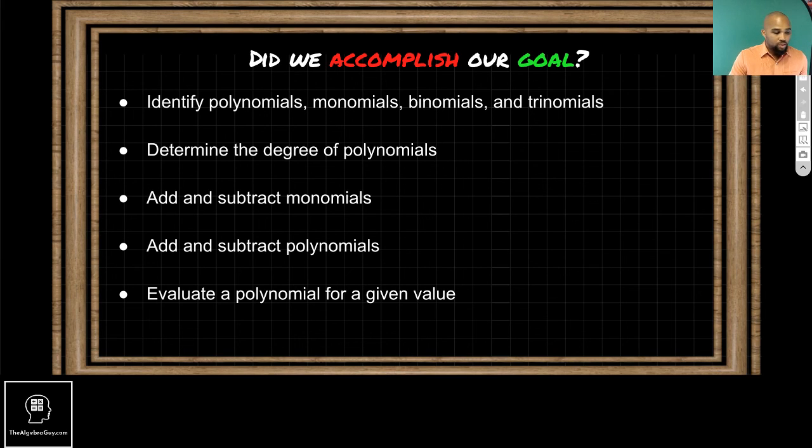And that does it for us, ladies and gentlemen. Did we accomplish our goal? You better believe it. We identified what polynomials, monomials, binomials, and trinomials are. We talked about what degrees are and how to recognize those in polynomials, how to add and subtract polynomials and monomials, and evaluate is what we did last.